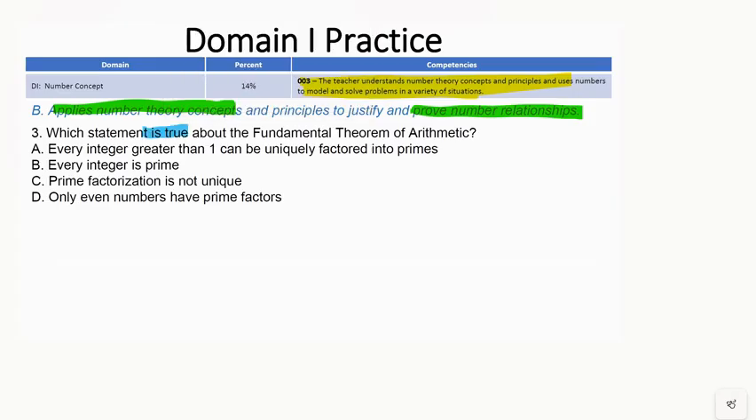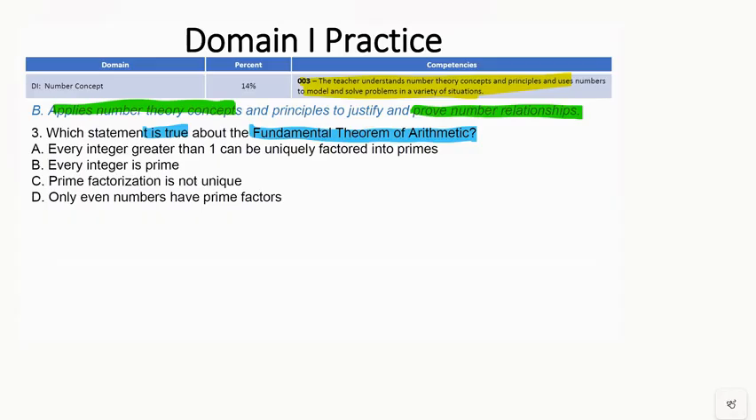About the fundamental theorem of arithmetic. A: Every integer greater than 1 can be uniquely factored into primes. Yes, I think yes.